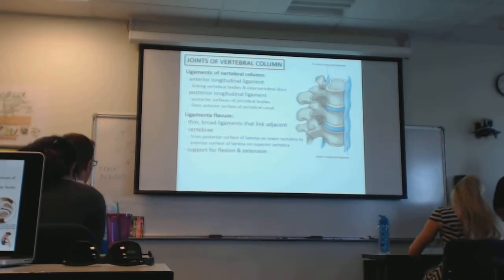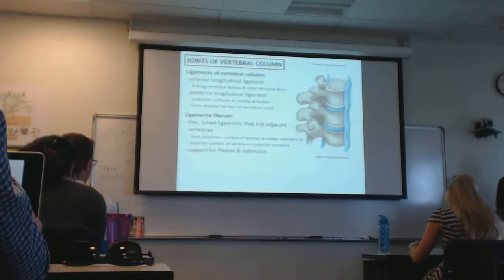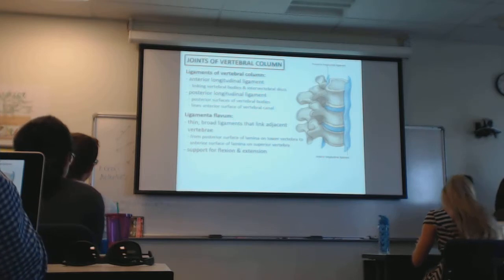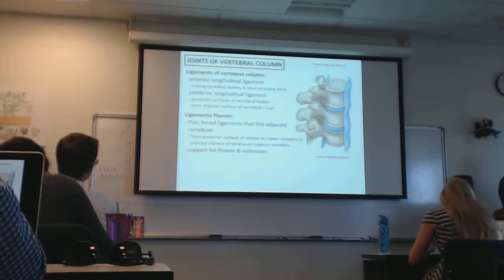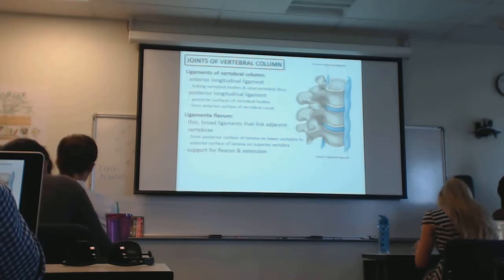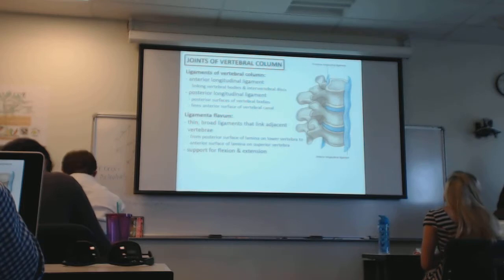So let's look at these ligaments. I do want you to be familiar with these because these play such an important role in the structural stability of the spinal column. So you can see anteriorly there's going to be a long ligament that covers the entire length of the body. It's called the anterior longitudinal ligament.